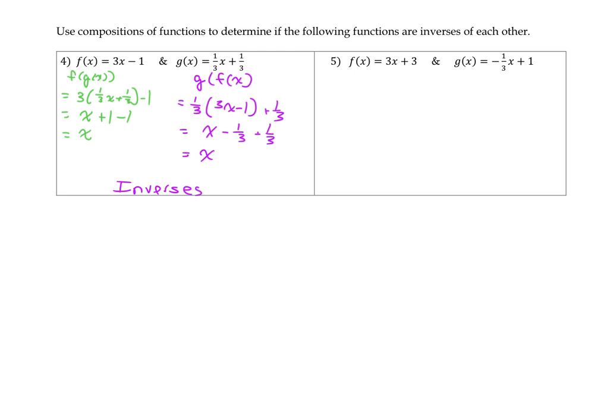So this next one, do the same thing. I'm going to start off with f of g of x. So start off with my f function. I'm going to put in the g function. Distribute 3 times negative 1/3 is negative x. 3 times 1 is 3 plus 3. This net result is x plus 6.